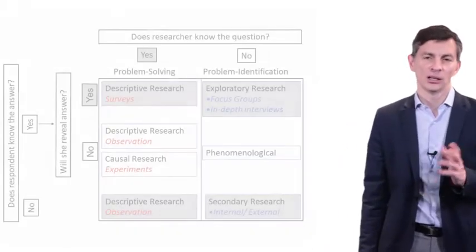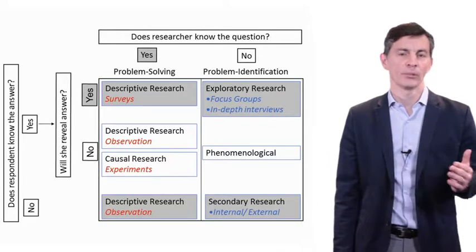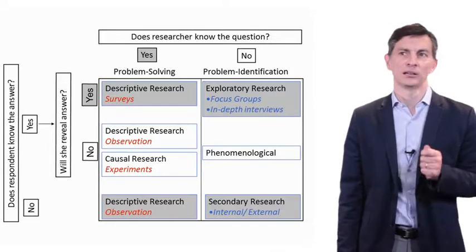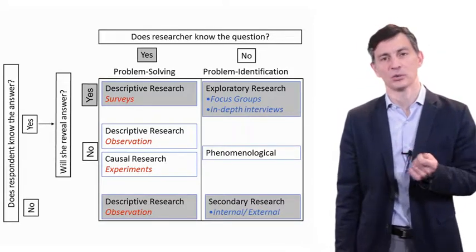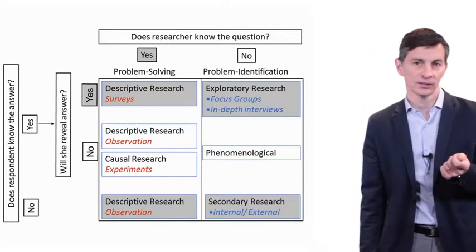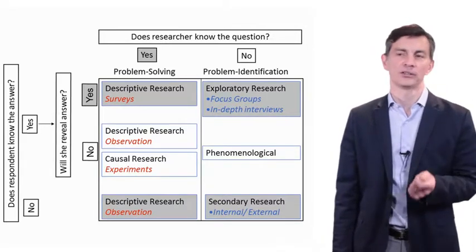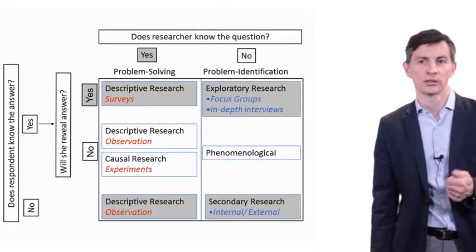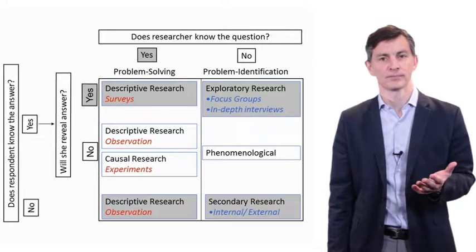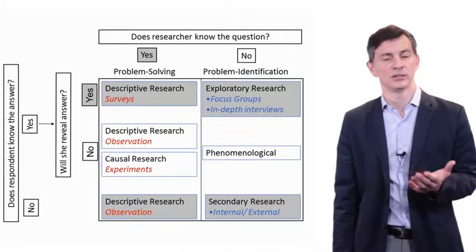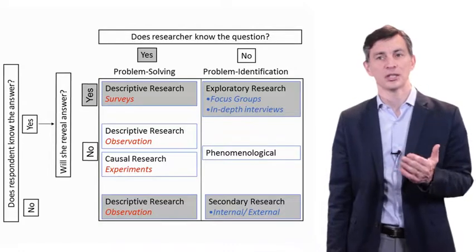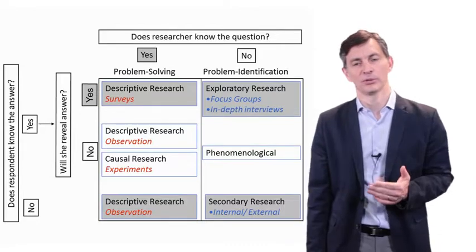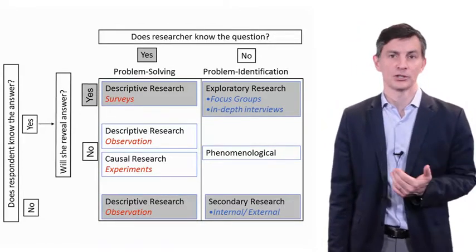So here it is. One way to look at what methods to use when is to simply ask 2 very important questions. The first one is, does the researcher know the question that he or she wants to ask? If the answer is yes, you're in the problem-solving domain. If the answer is no, you're likely in the problem identification domain. The other critical question is whether the respondent knows the answer. And even if the answer is yes, you might subsequently want to ask, will she actually reveal the true answer, such as in the case, for example, of the likelihood of recycling that I have just mentioned before.